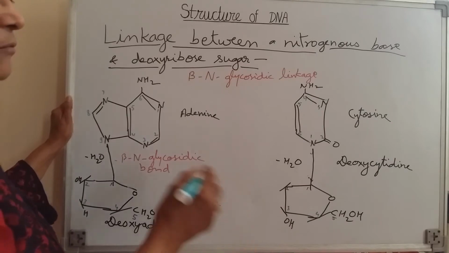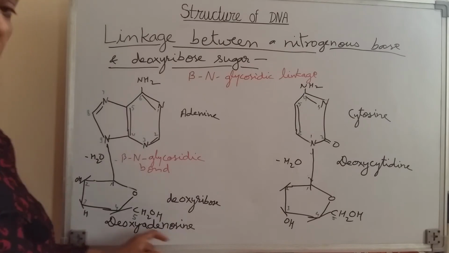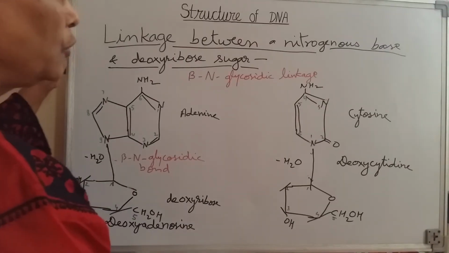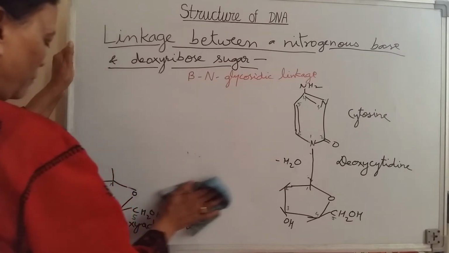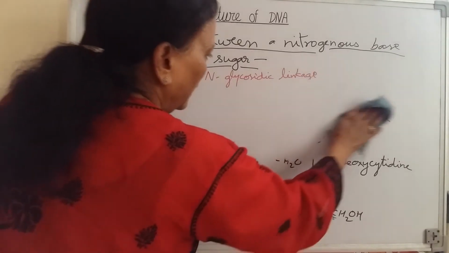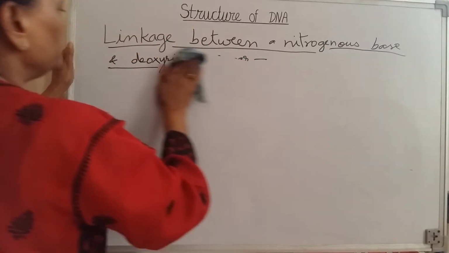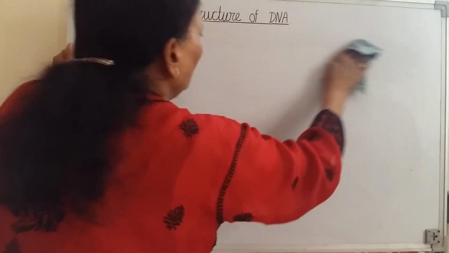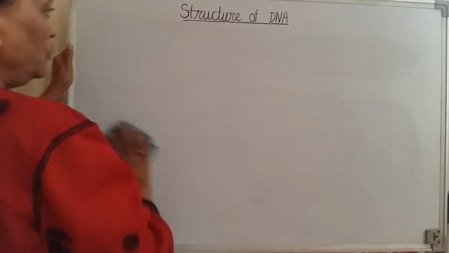Similarly with thymine, it will be deoxythymidine. So deoxyadenosine, deoxyguanosine, deoxycytidine and deoxythymidine. These are the 4 nucleoside forms when a nitrogenous base combines with sugar and we get the nucleoside, and the linkage is beta N-glycosidic linkage. Now what happens? Phosphate. Now the phosphate group combines with the nucleoside and we get the nucleotide.